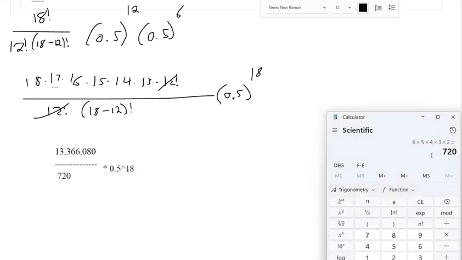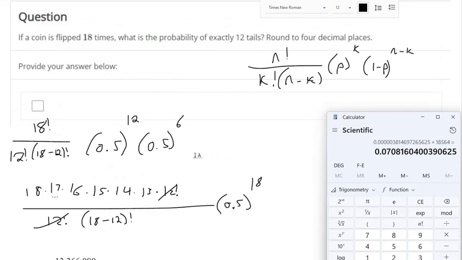So if we finish, divide that by 720, then times, here, I'm going to just keep that. I'm going to copy this to my clipboard because the next one's harder to type in. I'm going to type 0.5, raise it to the power of 18. It's going to be very small. Multiply that by the result I got out there, and finally we're done. What's the probability of getting exactly 12 tails? It's 0.0708. Yeah, that's it. That's 4 decimals.